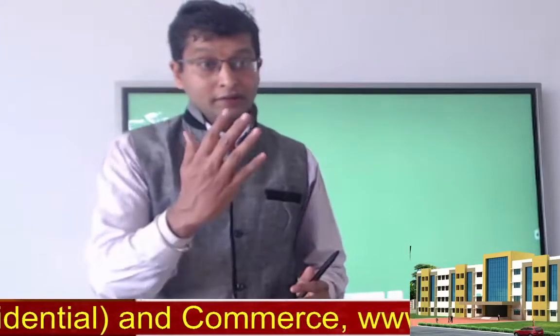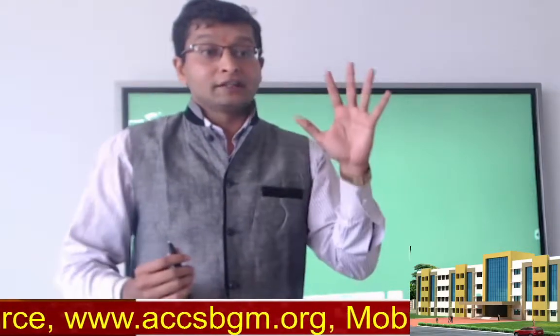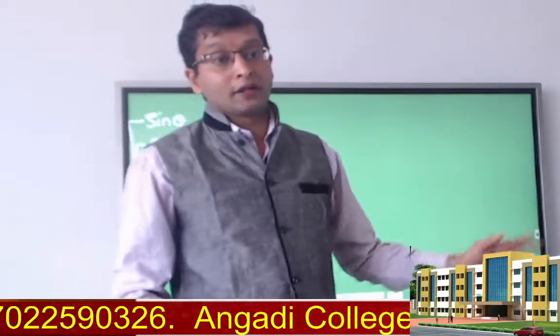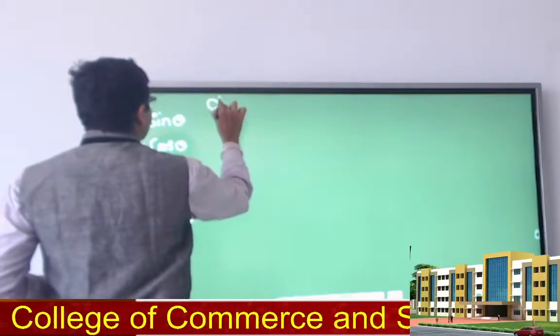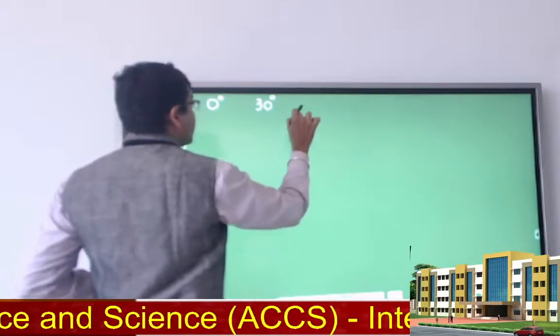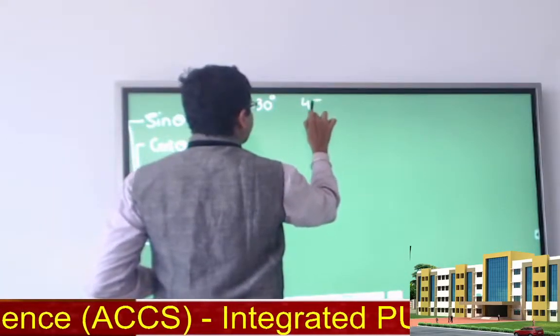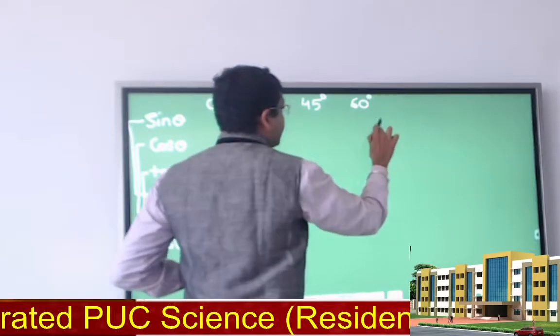So I am using these 5 fingers, that is using the palm rule. I am defining these standard values of trigonometric functions. First one is 0 degree, next 30 degree, 45 degree, 60 degree and 90.